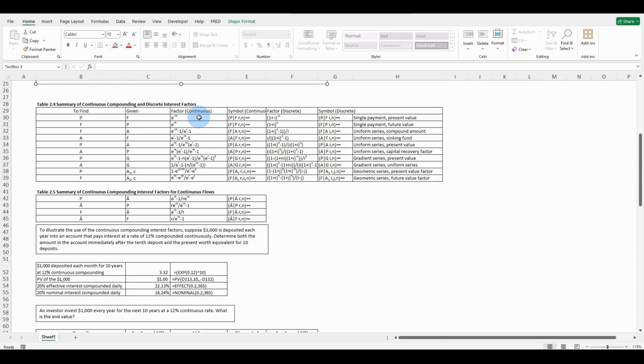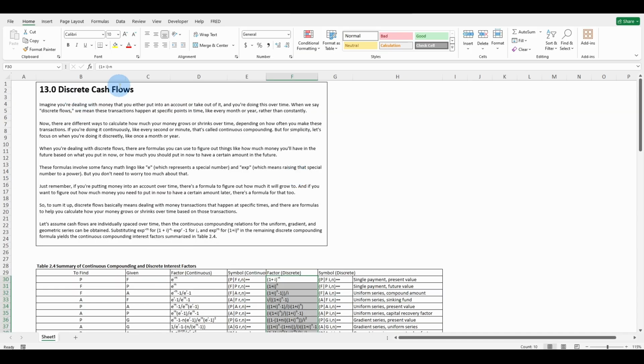Here are the same formulas, here is the name, but I didn't explain what the use is. In the very first example, I broke this down. Here are your continuous compounding formulas, and here is the discrete formula. Here's the discrete cash flow.